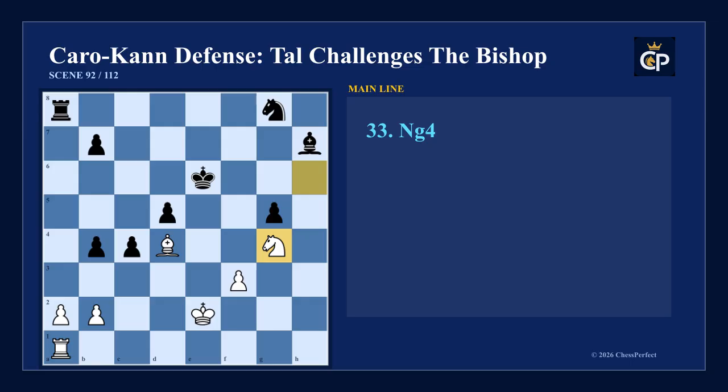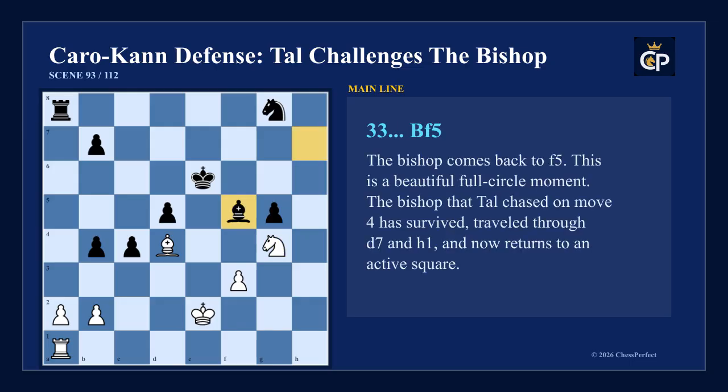Knight g4. Bishop f5. The bishop comes back to f5. This is a beautiful full circle moment. The bishop that Tal chased on move 4 has survived, traveled through d7 and h1, and now returns to an active square.